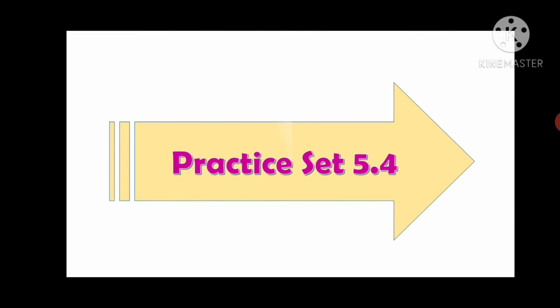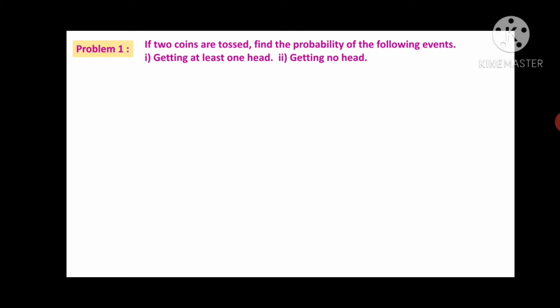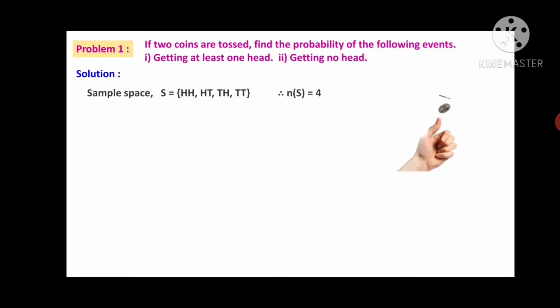Let us discuss practice set 5.4. Problem number 1. If two coins are tossed, find the probability of the following events: getting at least one head, getting no head at all. So the sample space S will be HH, HT, TH and TT. Therefore N of S is equal to 4. Let A be the event of getting at least one head. Then A is equal to HT, TH and HH. Therefore N of A is equal to 3.